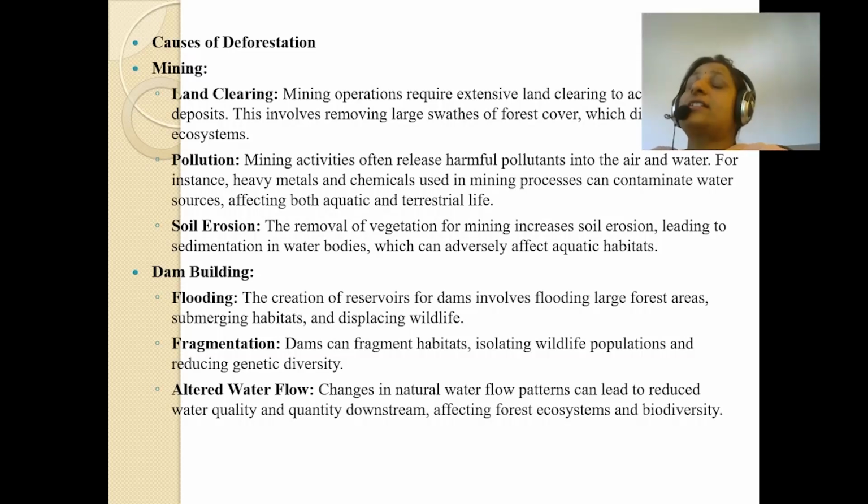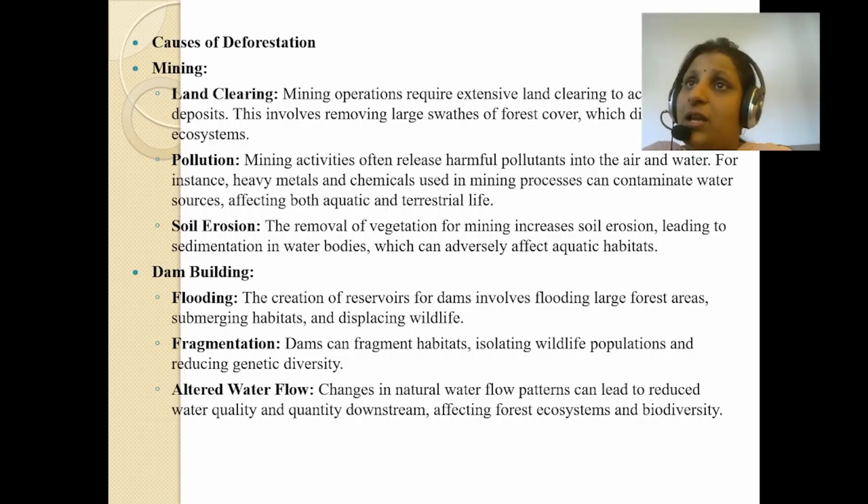It causes various adverse effects, not only for individuals but for all the animals and all the habitats that were living in nature. This can be aquatic or terrestrial, any, but they are making an adverse effect. So mining is the greatest reason for deforestation.